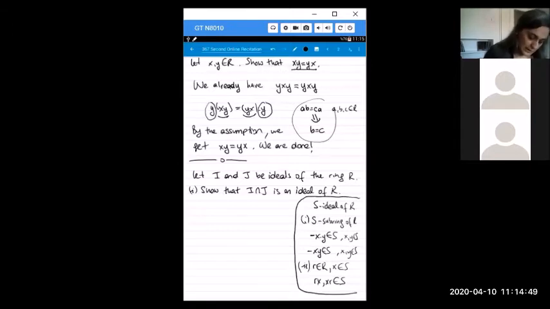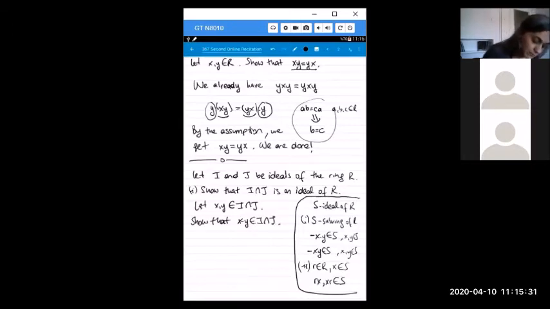Let us take two elements. Let x, y be from I intersection J. I think last week we have shown that I intersection J is an ideal. I cannot remember exactly, but maybe we can show it again. Now we are going to show that x minus y lies in I intersection J first.